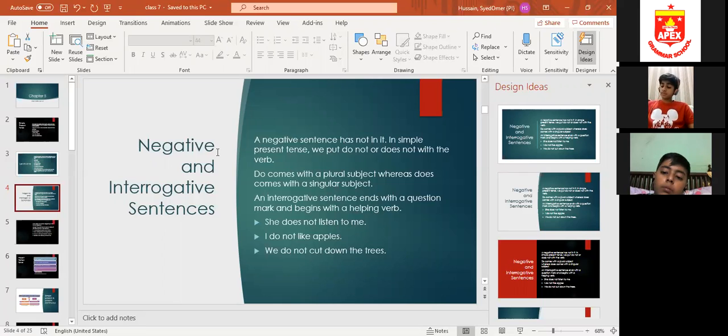So note it down. What are helping verbs? Helping verbs help the main verb. Do, does, is, are, am, was, were, will, shall are all helping verbs. Now look at the slide. A negative sentence has not in it. In simple present tense, we put do not or does not, only in simple present tense. Remember, right now we are discussing simple present tense. Do comes with a plural subject, whereas does comes with a singular subject. An interrogative sentence ends with a question mark and begins with a helping word.